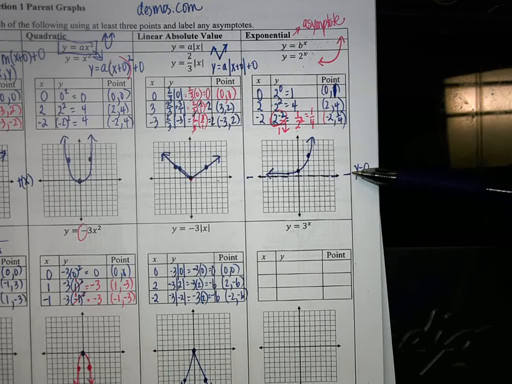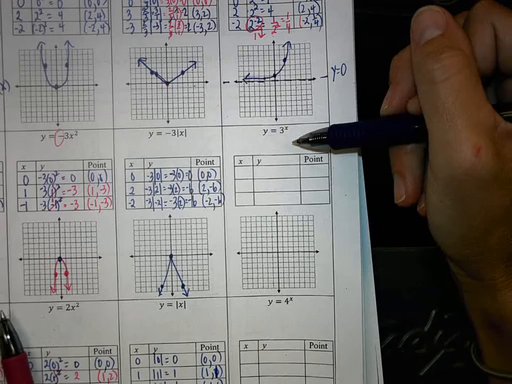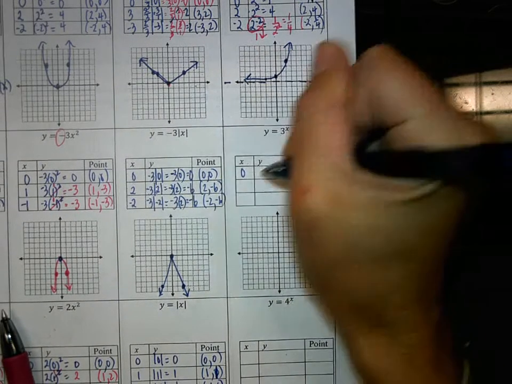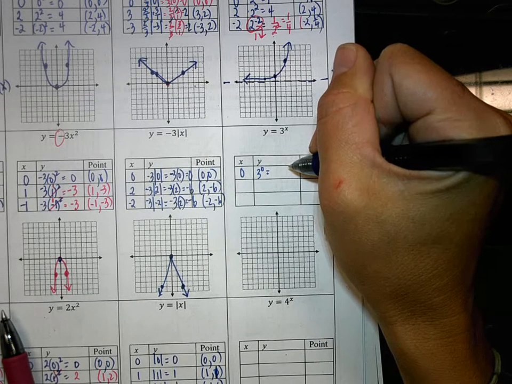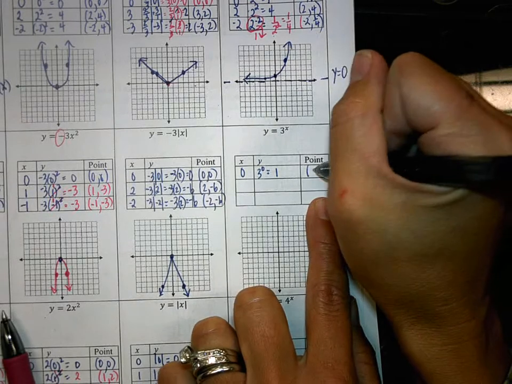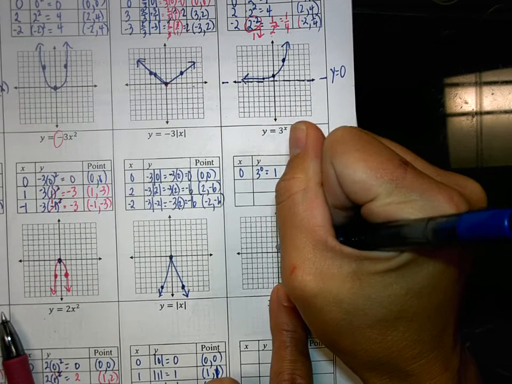Okay? All right, so y equals 3 to the x power. We're going to start with what? 0, very good. 3 to the 0 equals 1. Anything to the 0 power is 1. So this point is at 0, 1. 0 up 1. Make our point.